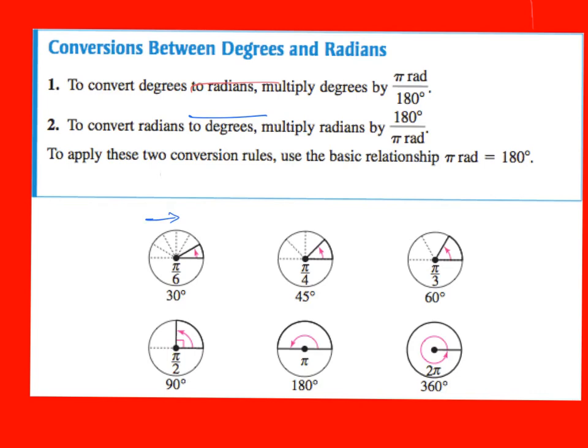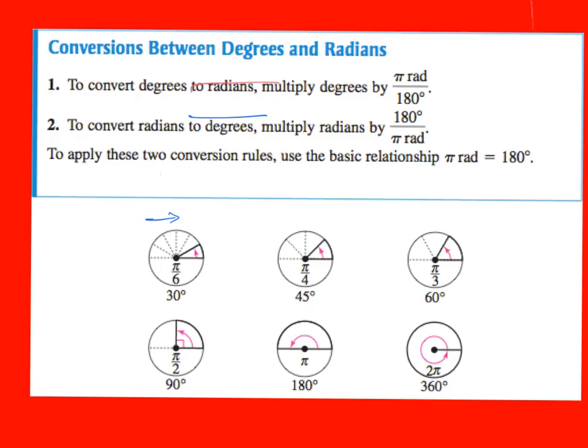30 degrees is the same thing as pi over 6. 45 degrees is the same thing as pi over 4. 60 degrees is the same thing as pi over 3. All right, pi over 2, same thing as 90. Pi is 180. 360 is 2 pi. All right, so those are some known ones that we should just kind of know by heart.